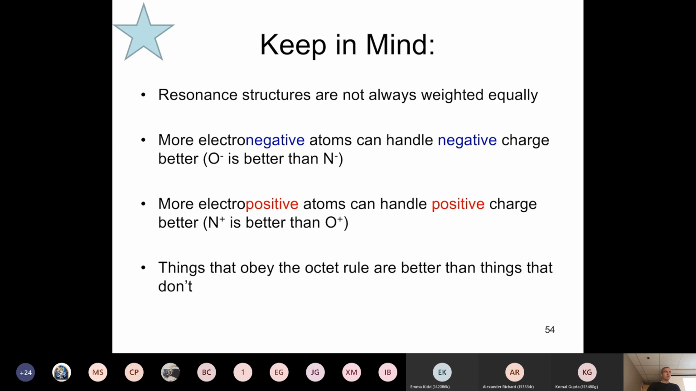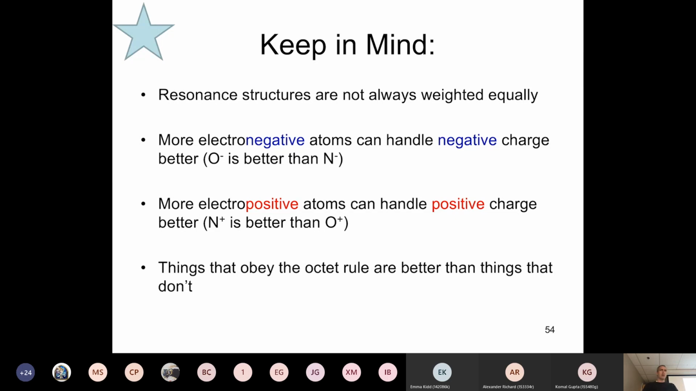When you have different structures that are not identical, there's a few rules that we use. One is electronegative atoms. It's better to have a negative charge on an electronegative atom than to have it on a more electropositive atom. I'll show you an example of that. If there's a positive charge, it's better to put it on an electropositive atom than an electronegative atom.